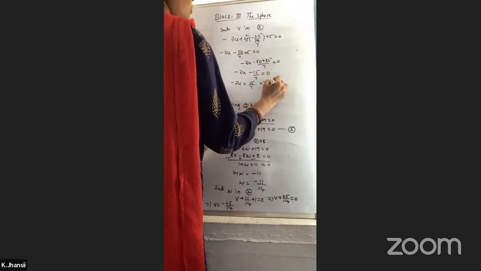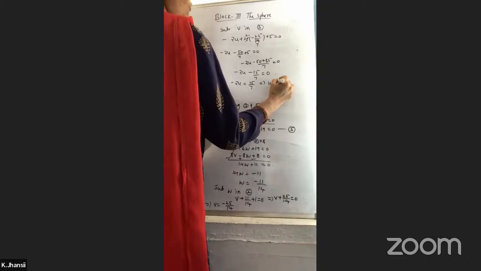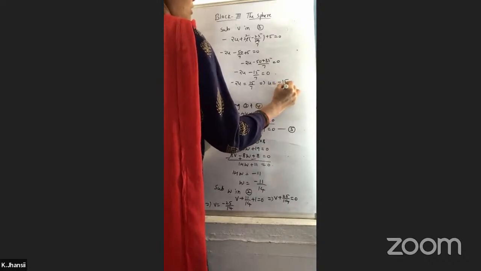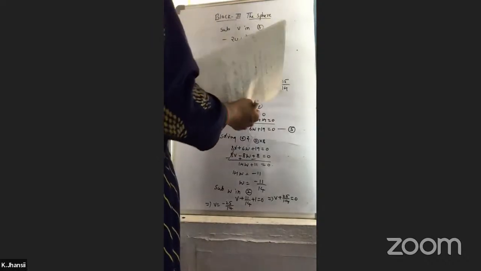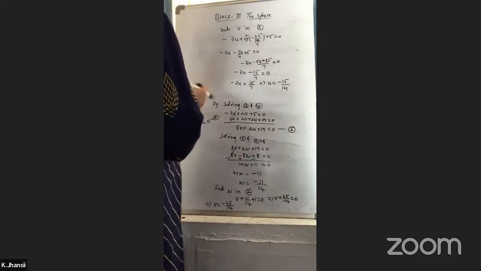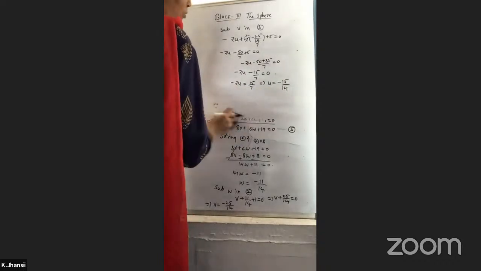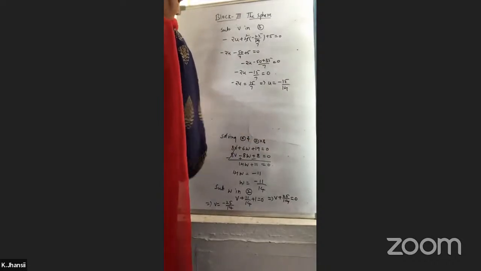So u is equal to, when you take this 2 here, it will become 14. That is minus 15 by 14. Okay, this is the u value. The u value is minus 15 by 14. And here we have the v value and w value. At a time, you write all those points whatever you have got here.